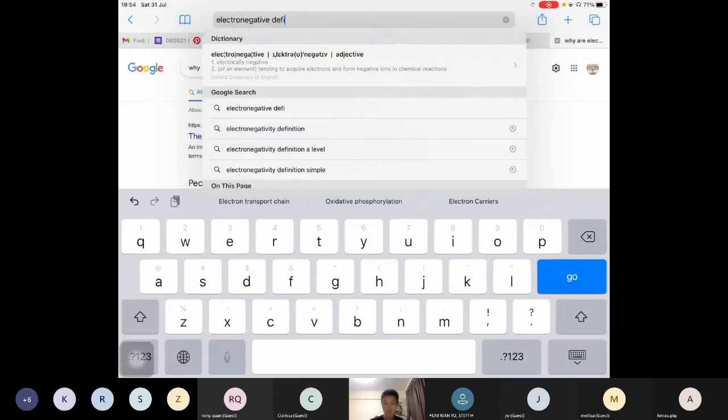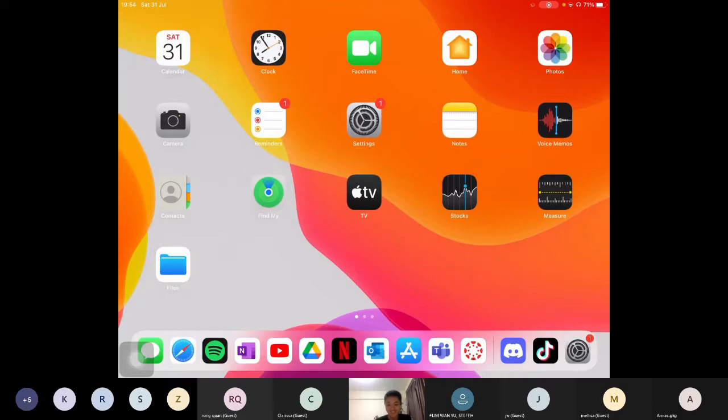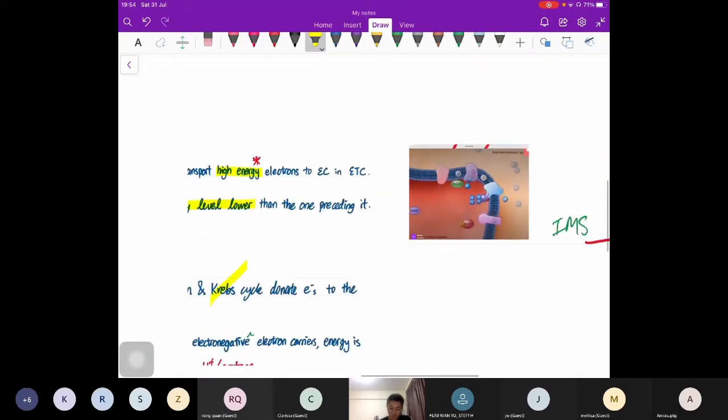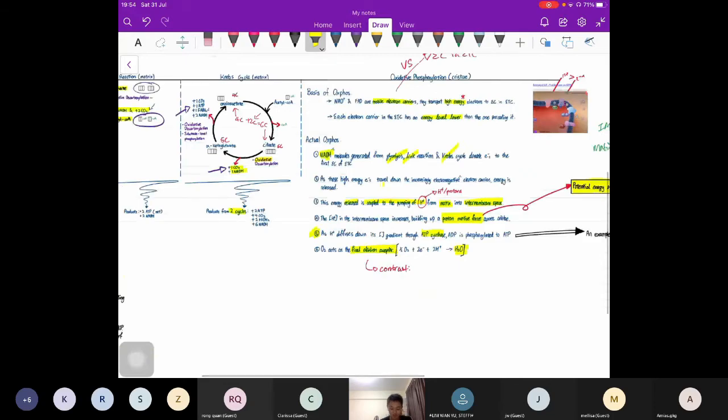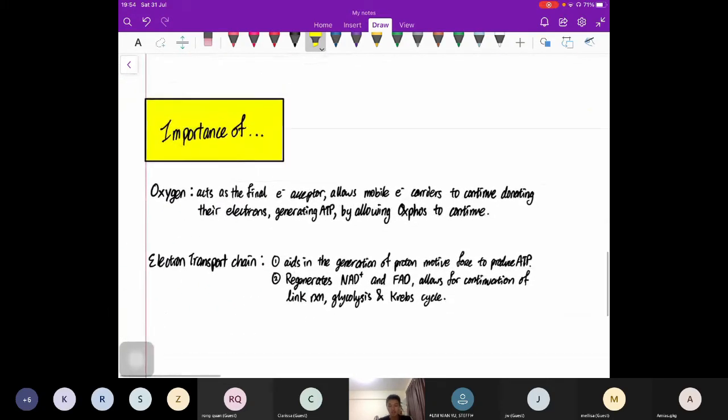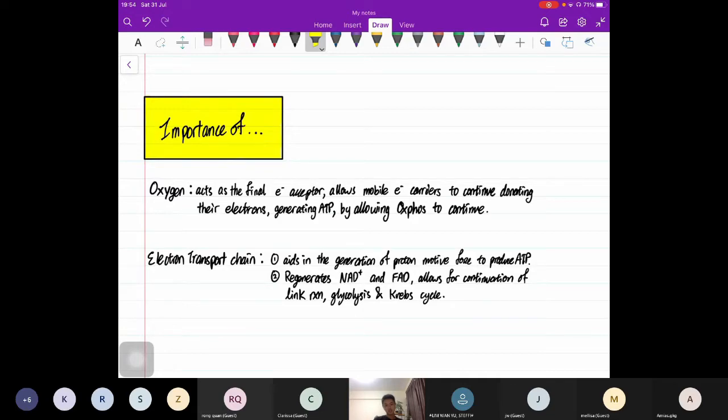Okay, so now that we're done with that, let's go on to the importance of. A lot of questions and a lot of papers like to ask the importance of these things. So let's talk about oxygen first. The importance of oxygen is, of course, that it is your final electron acceptor. If this is a 2-mark question, as long as you write final electron acceptor, you're getting 1 mark. It's that simple. Oxygen is your final electron acceptor.